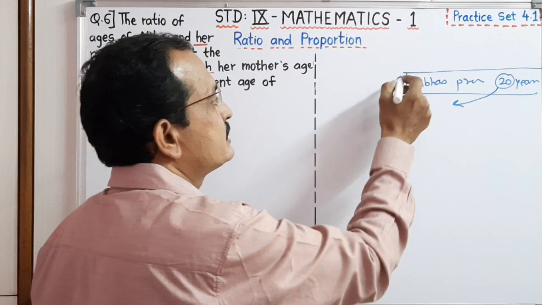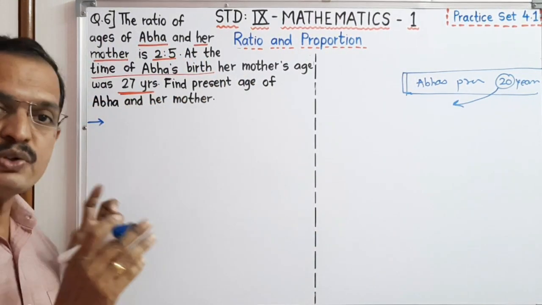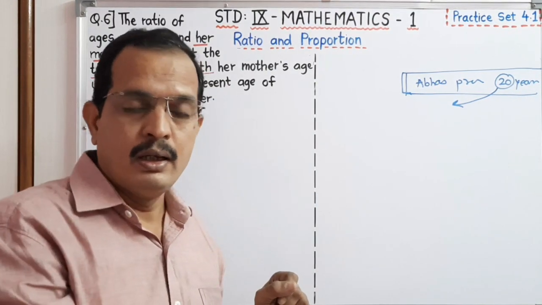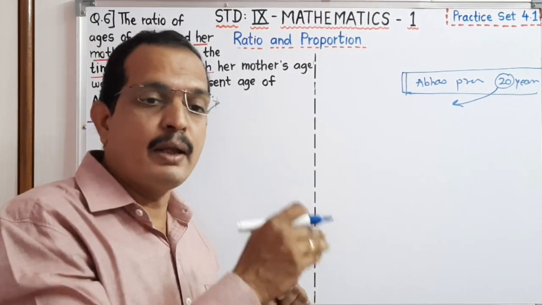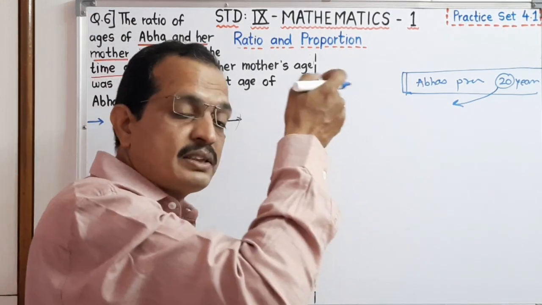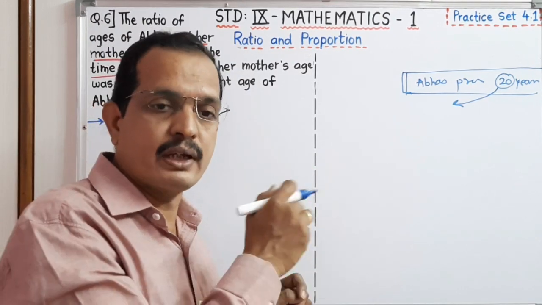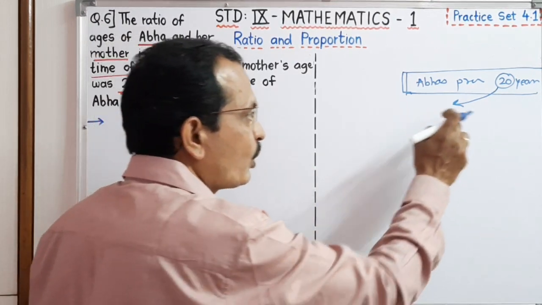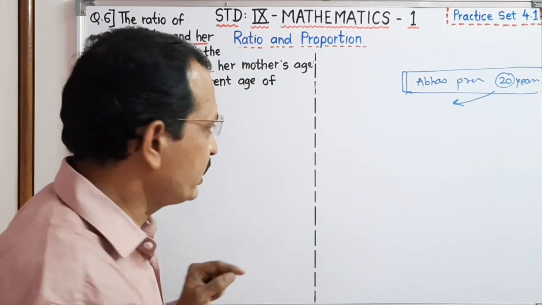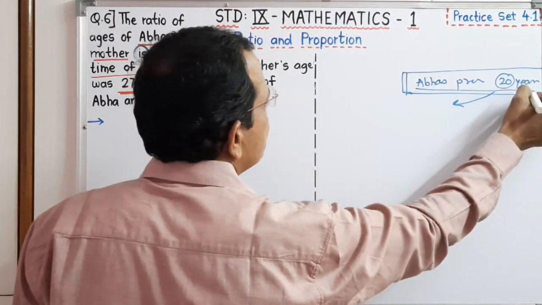That means, in this condition, her mother's age was 27, but when? At the time of Abba's birth. That means we need to know how many years ago the birth took place. If you know that, then we can find out. Got it? For that, we must know the present age. First of all, you have to understand the meaning of this statement.